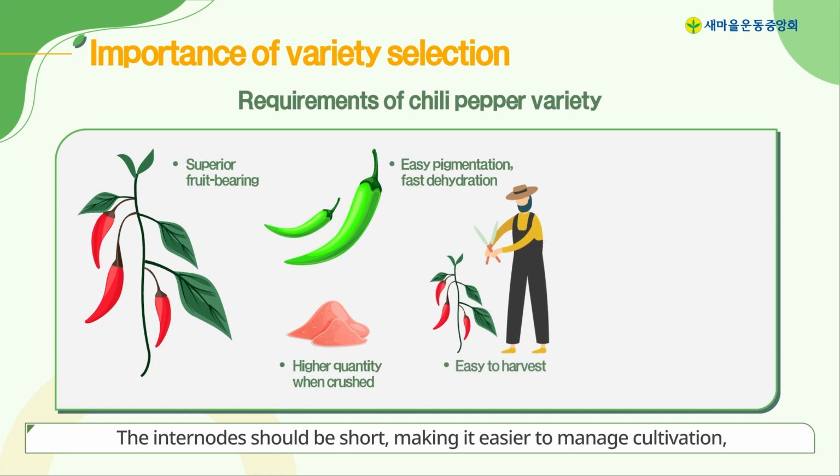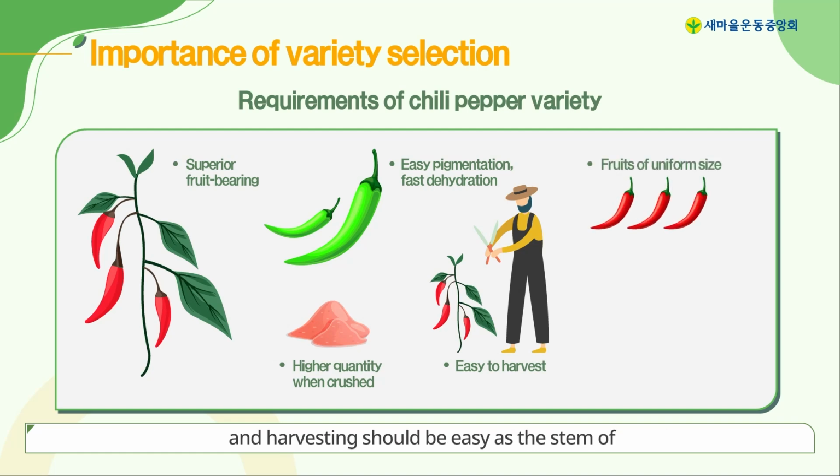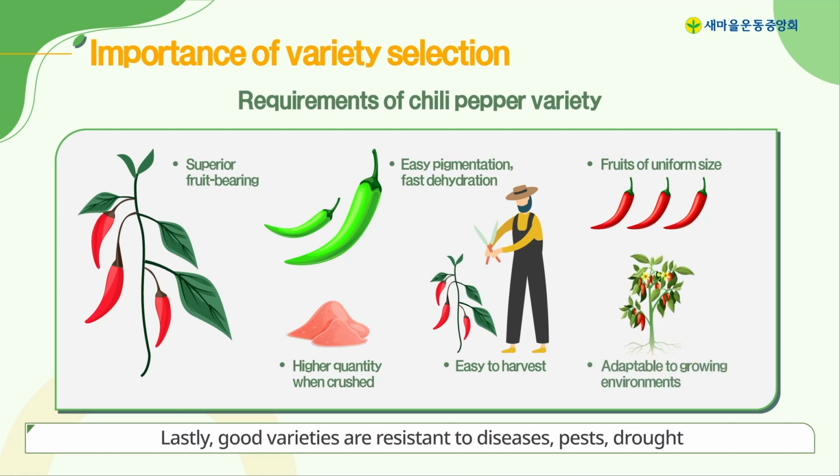The internodes should be short, making it easier to manage cultivation, and harvesting should be easy as the stem of the fruit is easily taken off from the stalk. Lastly, good varieties are resistant to diseases, pests, drought, and moisture damage. They should be less impacted physiologically by environmental conditions.